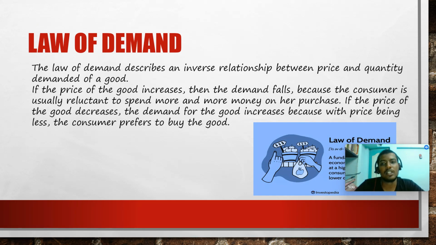Next we are going to discuss the law of demand, which describes an inverse relationship between price and quantity demanded of a good. If the price of the good increases, then the demand falls, because the consumer is usually reluctant to spend more and more money on the purchase. If the price of the good decreases, the demand for the good increases, because with the price being less, the consumer prefers to buy more of the good.